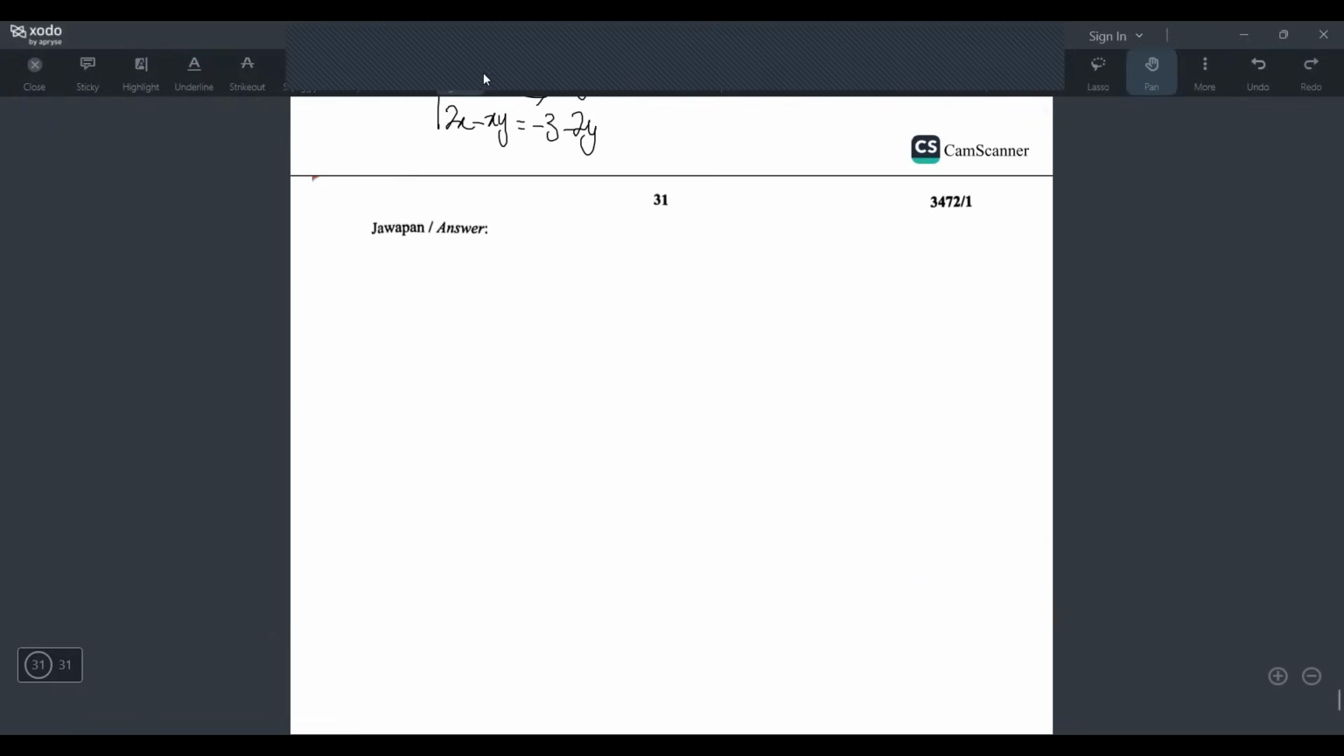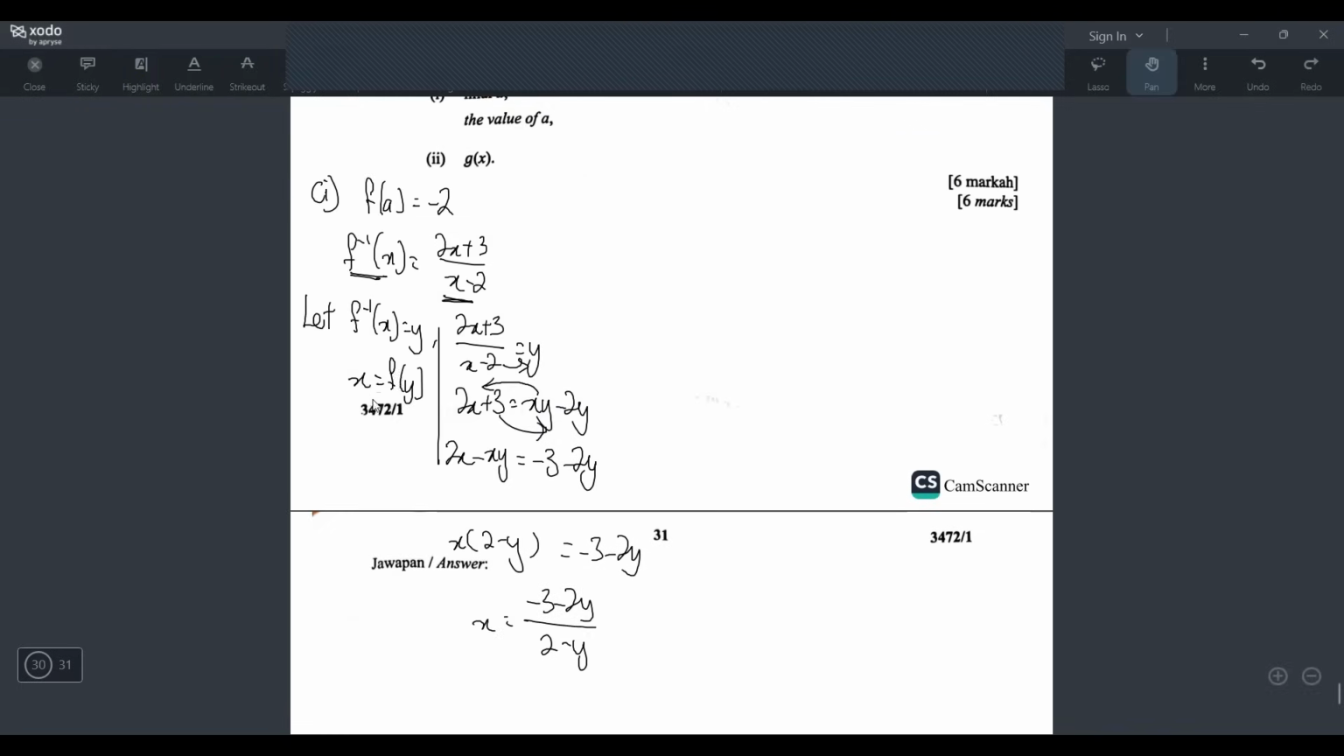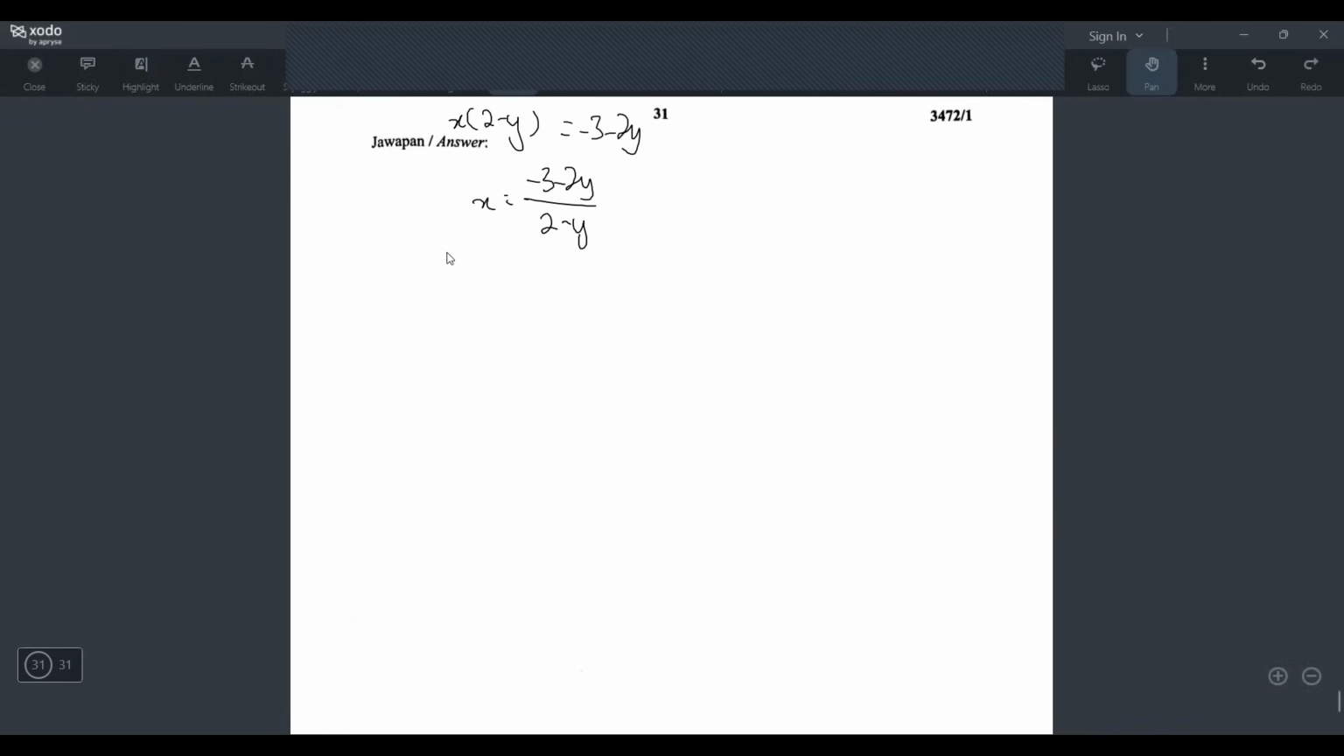And then sampai sini you can factorize out the x, right? Factorize out the x. So you're left with 2 minus y inside the bracket equals -3 minus 2y. So now you can find your x, -3 minus 2y over 2 minus y. Okay, all right. X is actually your fy. Do you remember? So it means, what is your fy? Your fy is actually -3 minus 2y over 2 minus y.